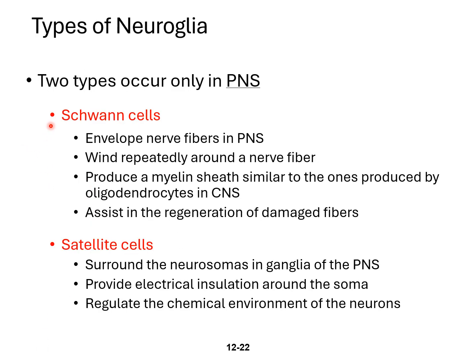Schwann cells, which we talk about later, are in the peripheral nervous system, and they wind the myelin sheath there. You also have satellite cells surrounding neurosomas in ganglia in the peripheral nervous system. They provide some electrical insulation around the soma so the electrical processes can pass through, and they regulate the chemical environment of neurons. So satellite cells are also very important.